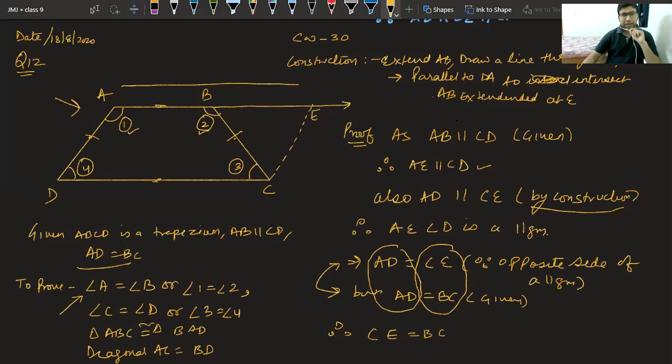That means this triangle is an isosceles triangle. So I can make a dash here also. This shows that AD equal to BC equal to CE. So we all know opposite angles to equal sides of an isosceles triangle are equal. Let me call this angle 5. Let me call this angle 6. And we can say angle 5 is equal to angle 6 because isosceles triangle.